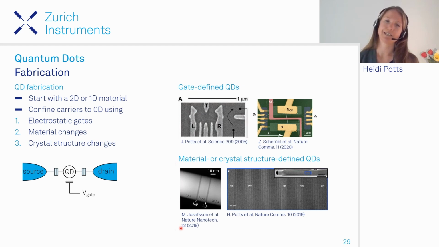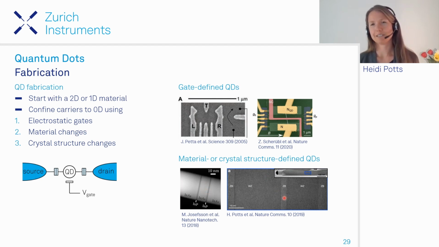Here at the bottom, you see a slightly different approach. In this case, the quantum dots are defined by changes of the material composition or the crystal structure. So let's look at these examples in more detail. This here is a transmission electron micrograph of an indium arsenide nanowire. And during the growth of this nanowire, two very thin indium phosphide sections have been inserted. They're shown here in dark in the TEM image. Because of the difference in electronic properties of these materials, these sections will act as potential barriers and essentially confine the electrons in this segment here. So this will be our quantum dot.